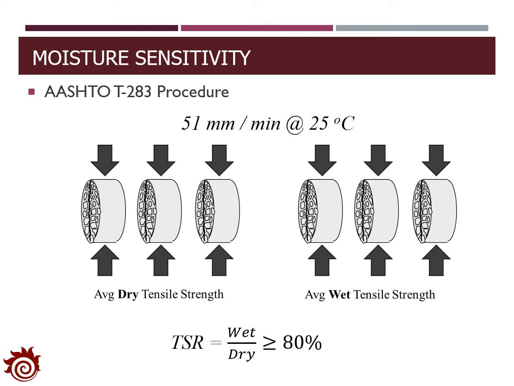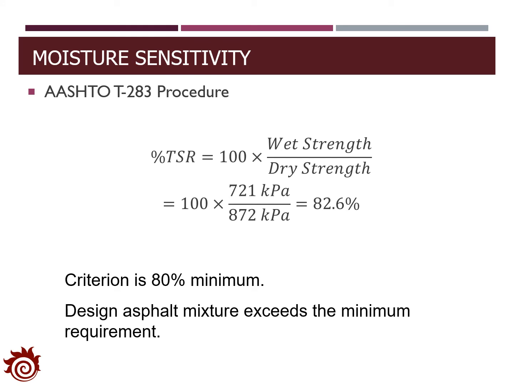In the test, we have 3 dry specimens and 3 saturated specimens. From the dry specimens, we are able to estimate the average dry tensile strength based on the equation in the previous page. Also, we can find out the average wet tensile strength from the saturated specimens. With these two values, we can define the tensile strength ratio, which is the ratio between the wet strength and dry strength. We also want to make sure that the value of TSR is higher than 80% for the Superpave mix design.